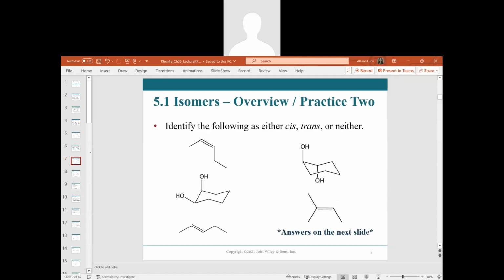So we have one more slide here to review and see if we can now determine the stereochemistry as either being cis, trans, or neither. So recall that we need to have either both groups on the same side of the plane of our double bond or one on each side. If we have both groups coming off our same carbon within a double bond or within a ring, that would be neither cis nor trans.